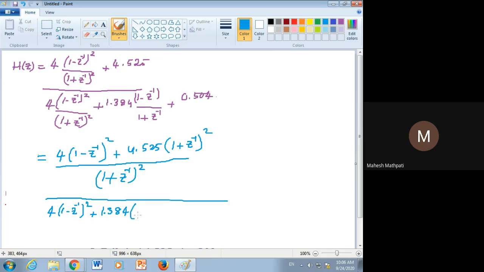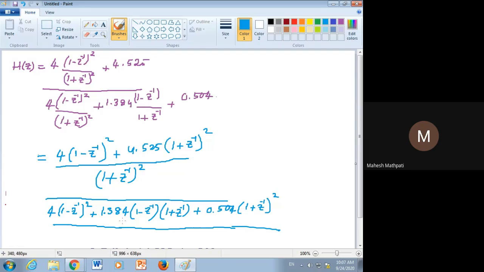What can I write here? (1 minus z inverse) into (1 plus z inverse) plus 0.504 into (1 plus z inverse) square divided by (1 plus z inverse) square. Right? Is this correct?